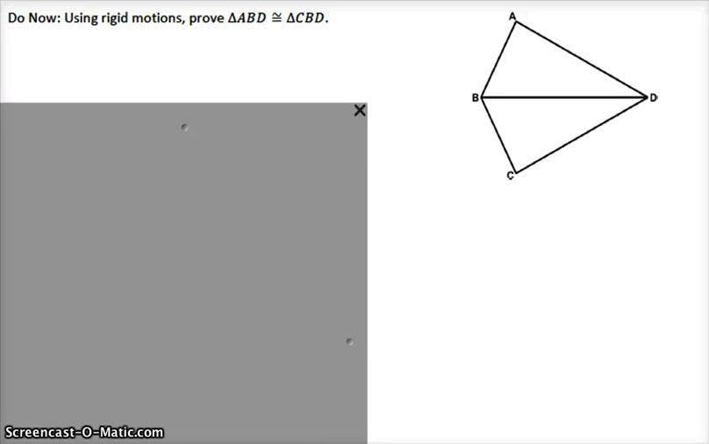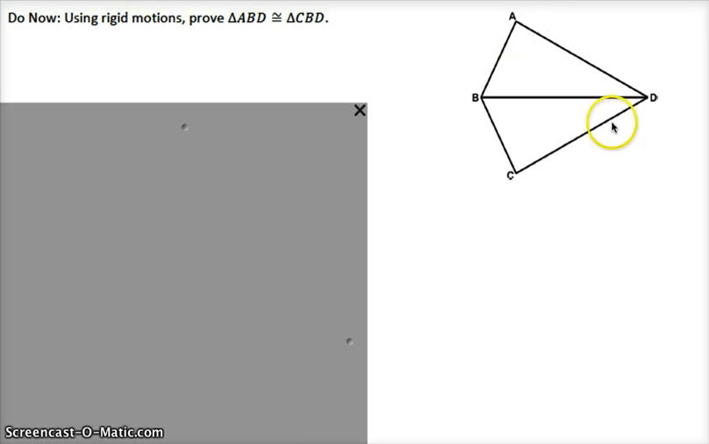So tonight's lesson is a follow-up to what we've been doing, working with proving different givens and inferences we can make from them. So starting off this worksheet, you'll see a do now that says using rigid motions prove that triangle ABD is congruent to triangle CBD. We've worked with this all last week.